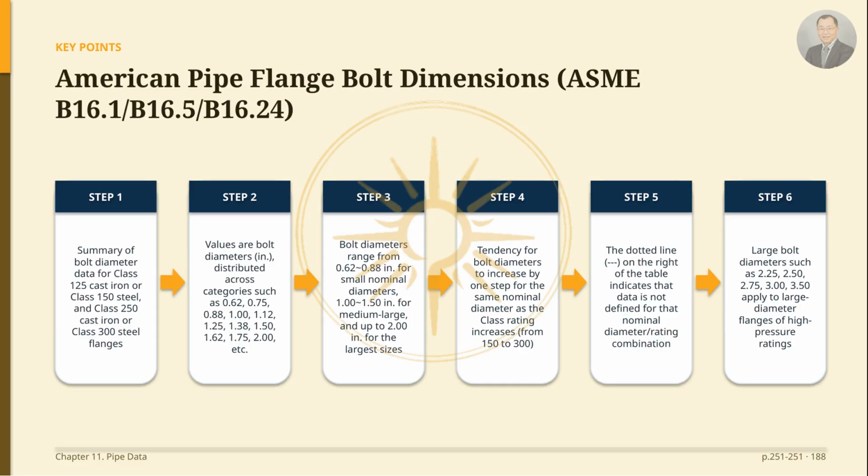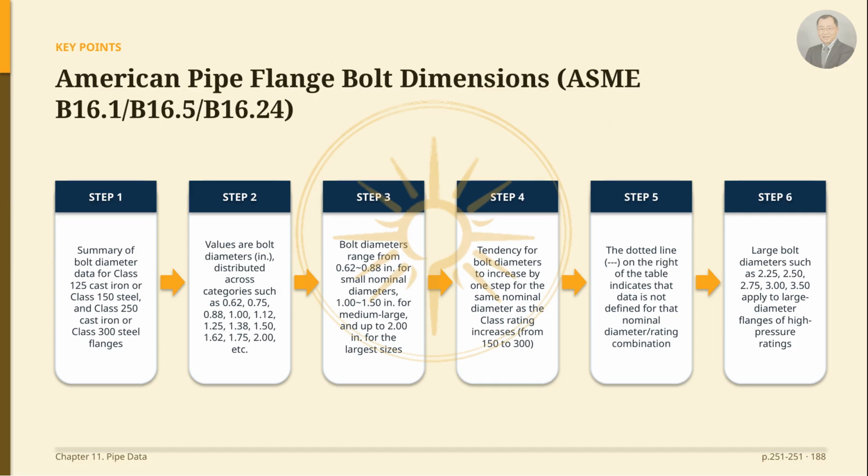This slide provides bolt dimension data for American pipe flanges according to ASME B16.1, B16.5, and B16.24 standards. This table shows the correlation between how the bolt diameter is determined based on the nominal pipe size and class rating. For example, while small bolts of about 0.62 inches are used for small nominal pipe sizes, if the class rating increases from 150 to 300, the bolt diameter increases by 1 step even for the same nominal pipe size. For detailed values, please first verify the nominal pipe size and class rating of the flange you are designing, and then refer to the inch value at the corresponding intersection.